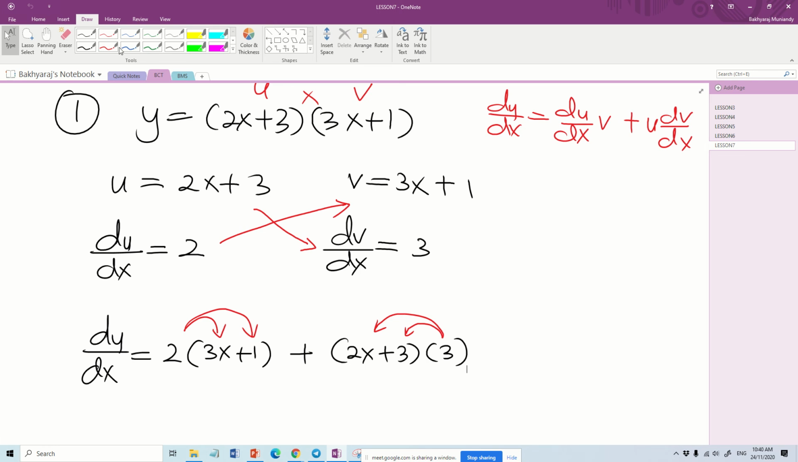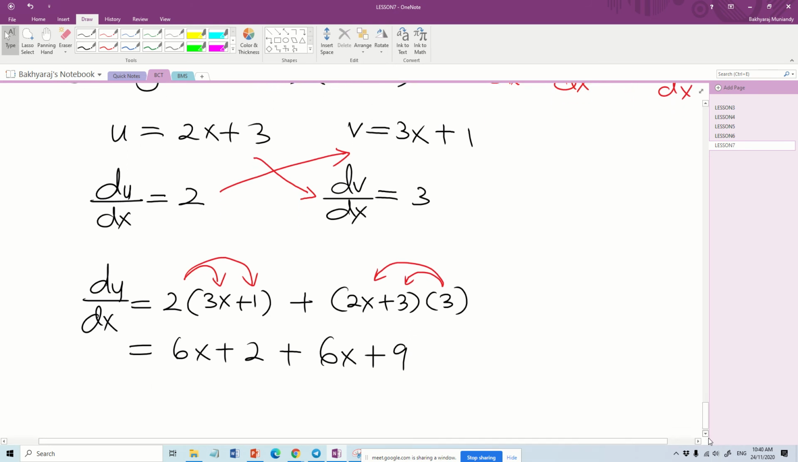Okay, so I get what? I get equal, okay, 6x plus 2 plus 6x plus 9, and then all together will be, okay, last answer dia jadi apa? Last answer dia jadi, so 6 plus 6 will be 12x plus 11. Betul. Okay, so we go for number 2, question number 2.